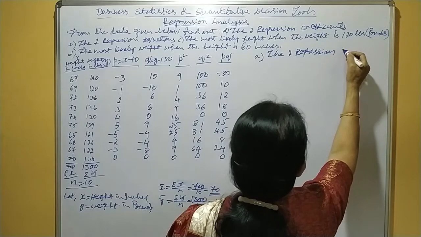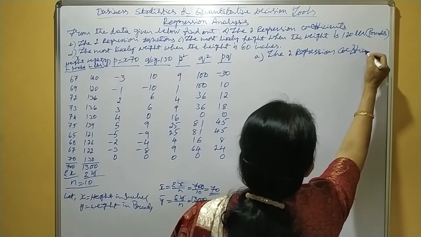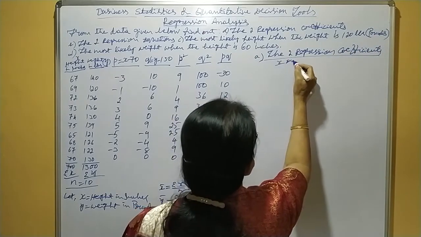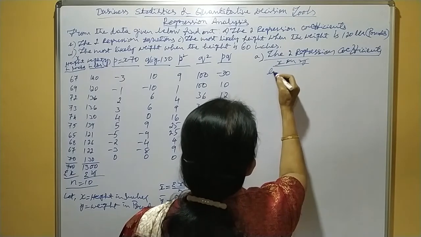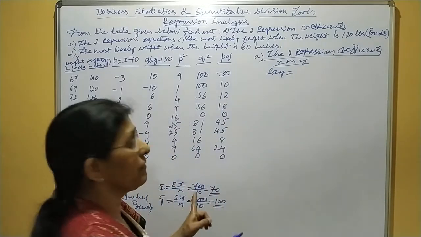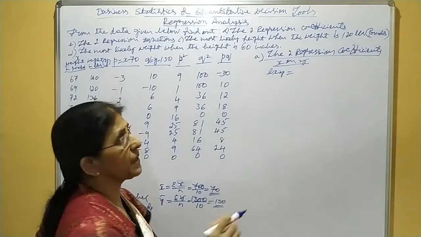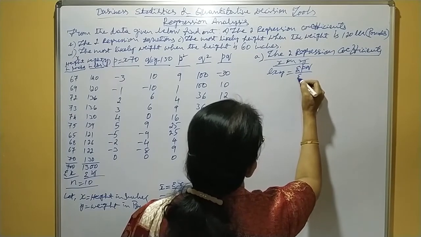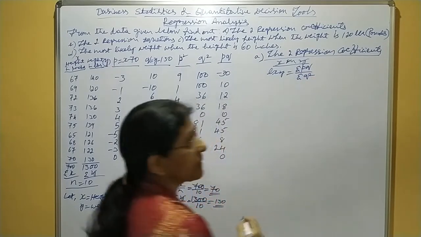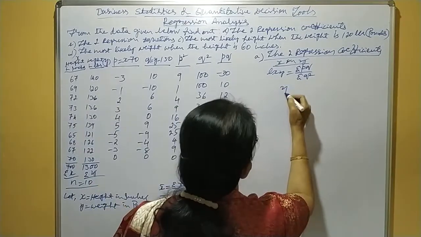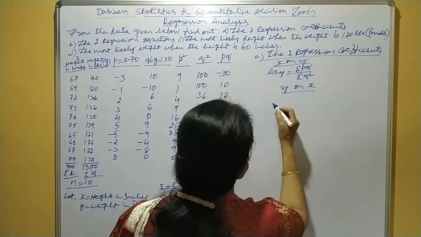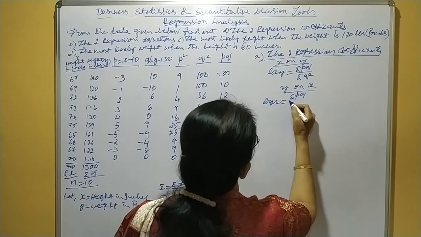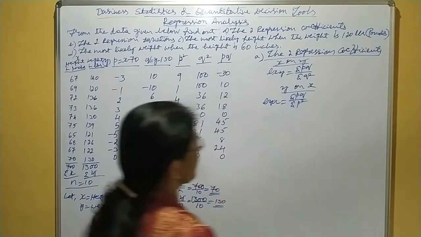First one is two regression coefficients. That is, we have to take first x and y. What is the formula? bxy, because here deviations are taken from arithmetic mean. That means which formula we have to apply? Sigma pq divided by sigma q square. Then for y on x, which formula? That is byx equals numerator is the same, sigma pq divided by sigma p square.